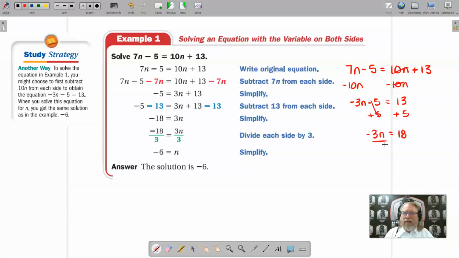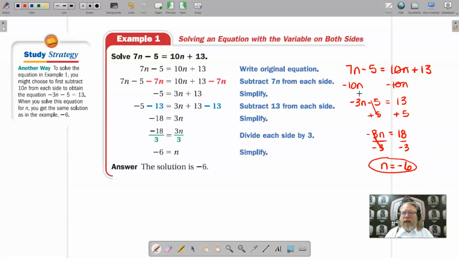And then you have to divide by negative 3. And either way that you would like to do it, it's going to work out all right, because it's 18. Positive divided by negative is negative, and 18 divided by 3 is 6. So you see, you still end up with the same n equals negative 6.